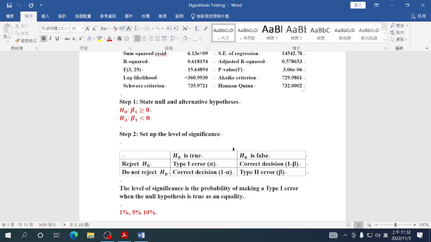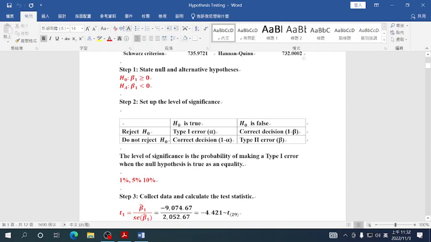And the level of significance usually is smaller than 10%. So it can be 1%, 5%, or 10%. Okay? Step 3. Collect the data and calculate the test statistics. This is more specific than the one in our table, in our book.